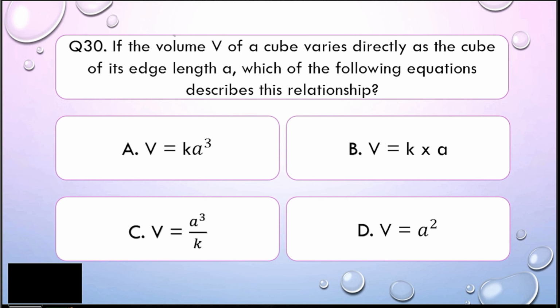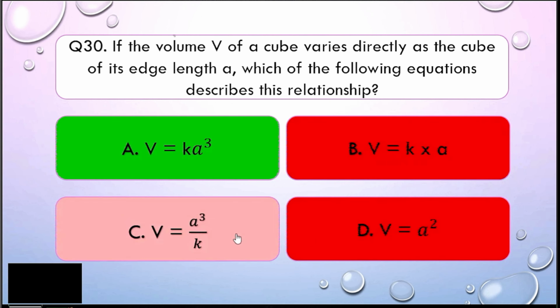Alright, math learners, talking about relationships, always remember that the constant of variation will never ever be omitted. It should always be there. So in this given, the volume V varies directly, so basically V is equal to, and we have all 4 options with V is equal to. Now, varies directly, so it is a direct variation. However, we are talking about the cube of a length A, so that is A cube. Direct variation is basically the constant times the second variable, which is our A. So that will give us K A cube. That is letter A. Easy, right? Very easy, my dear math learners.